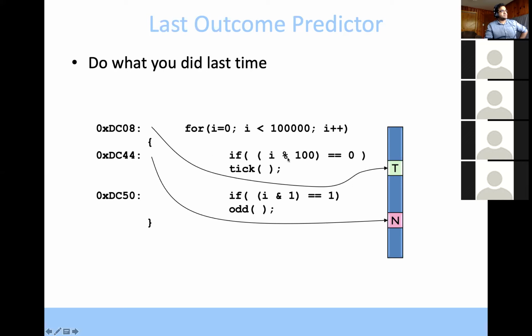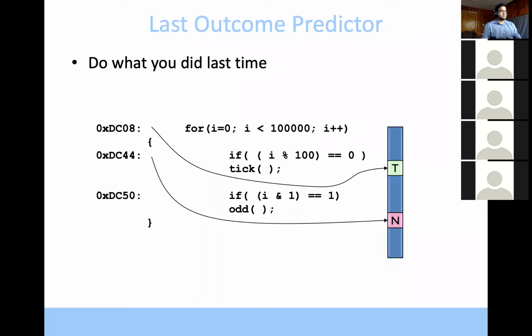DC44 is a check of is i divisible by 100, and this is going to be taken 1,000 times and then not taken 99,000 times, right? And the last one checks whether the last bit is set. So is it even or odd? This one is interestingly harder for a last outcome predictor because it's both taken and not taken alternately.